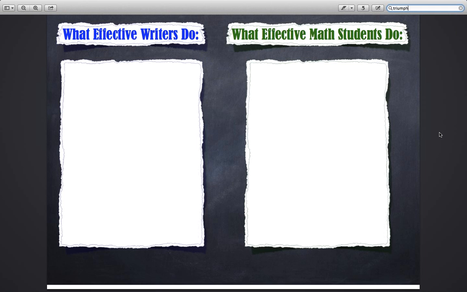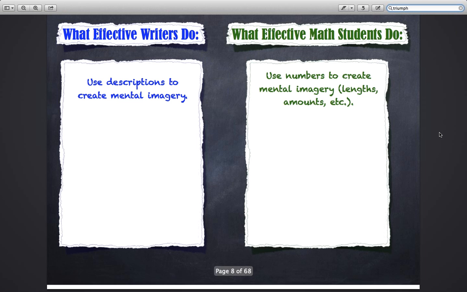When you really think about what effective writers do and what effective math students do, there are some real similarities. For example, effective writers are constantly using descriptions to create mental imagery, and effective math students are using numbers constantly to create mental images, right? When we use terms like lengths or amounts, when we say something is 3 feet long, an effective math student is going to be able to picture what 3 feet is.